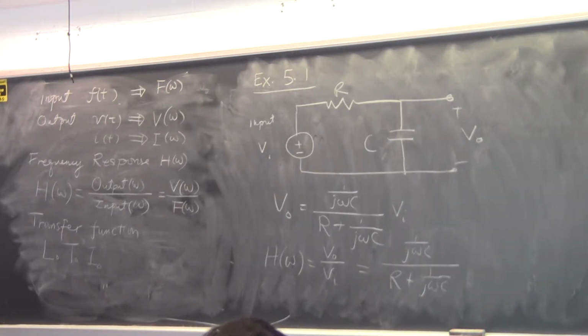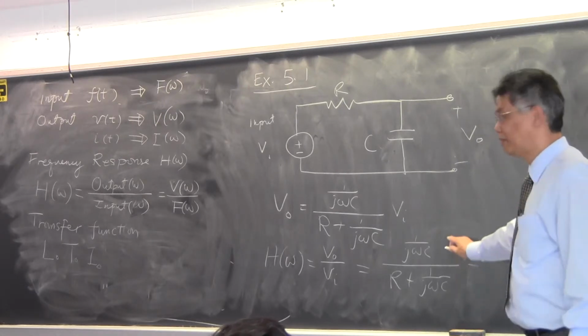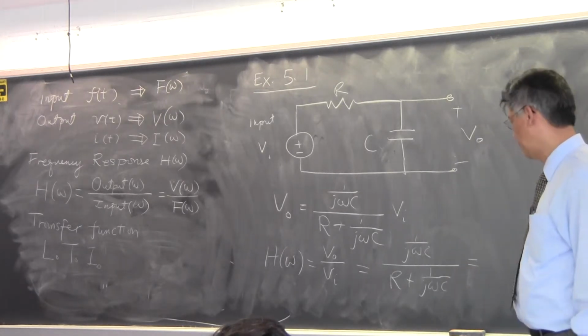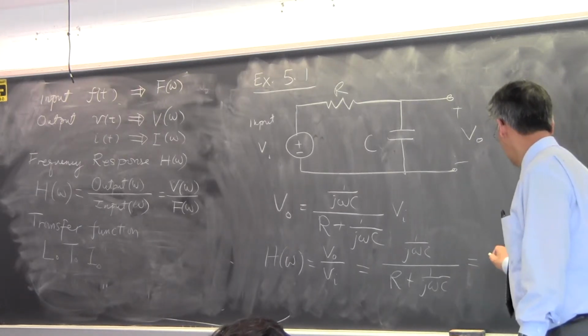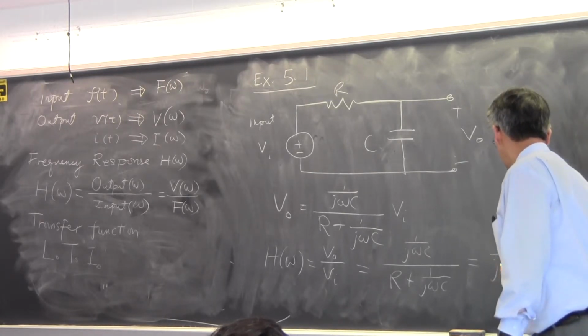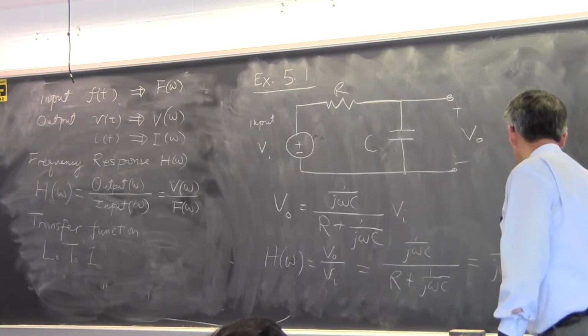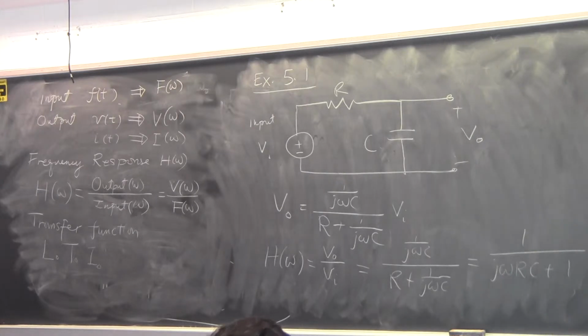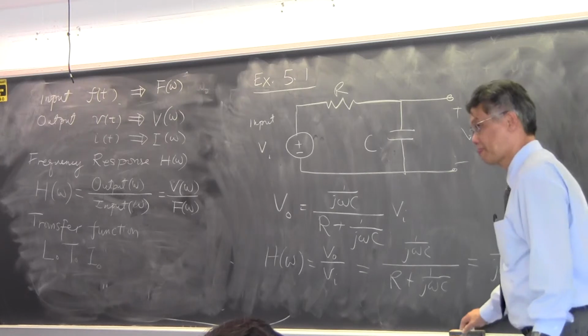It looks very ugly, right? So how do I simplify it? I'll multiply numerator and denominator by j omega C. I get 1 in the numerator, and I get 1 over j omega RC plus 1 in the denominator. If I just multiply numerator and denominator by j omega C, I get that. And that is my frequency response.